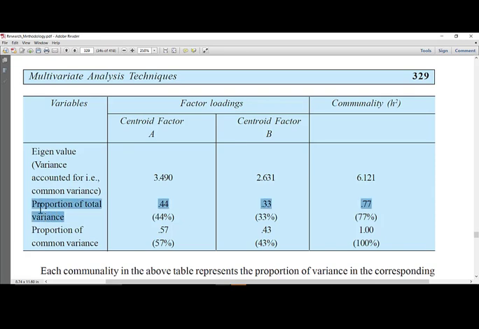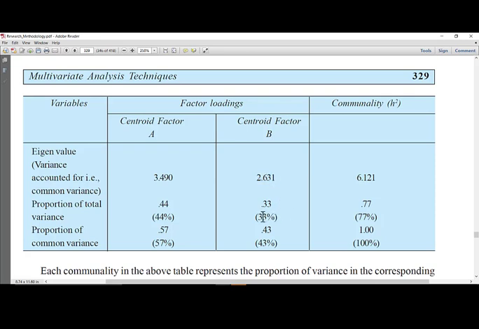Here, as there are 8 variables, the total variance is considered as 8. So as the total number of variables is equal to 8, the total variance is considered as 8. So what is this proportion of total variance? The eigenvalue is 3.490. So the proportion of total variance here means 3.490 divided by 8. That is 0.44, 44%. And here this 0.33, or 33%, is actually 2.631 by 8.